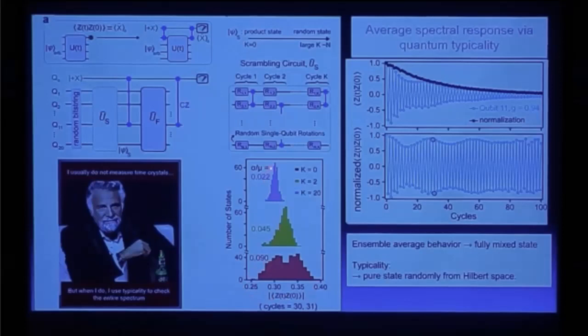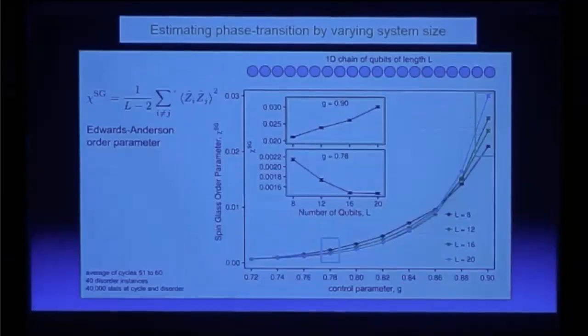And then you scramble it further and further, 2 cycles, K being 2 in here, or 20, and you can see that as you go further and further, you have a better, narrower distribution showing the typical behavior of the spectrum. Okay, so this is our evidence that really the physics we are seeing is coming from the entire spectrum.